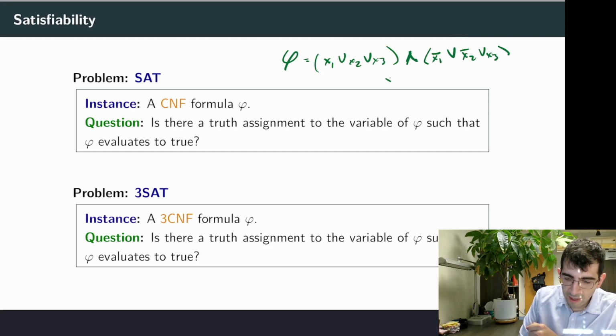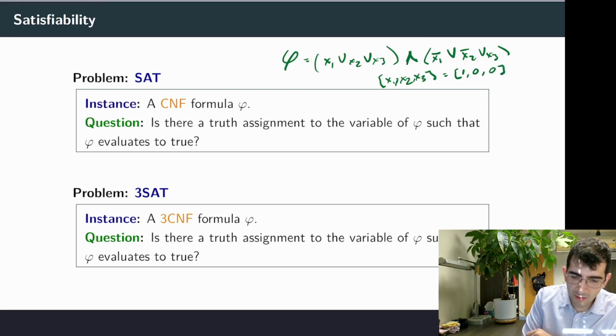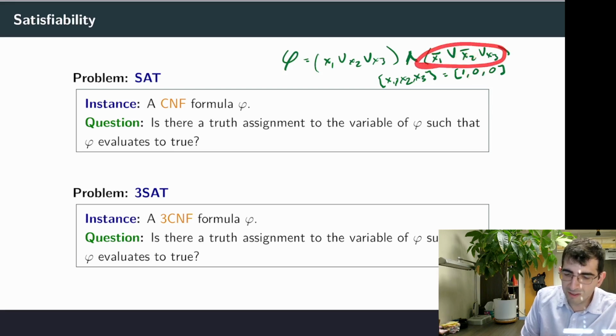For instance, if x1, x2, x3 were equal to 1, 0, 0, then because x1 is 1, this clause would evaluate to true. Because x2 is 0, not x2 is true, so this clause evaluates to true, and the AND of these two clauses both evaluate to true.